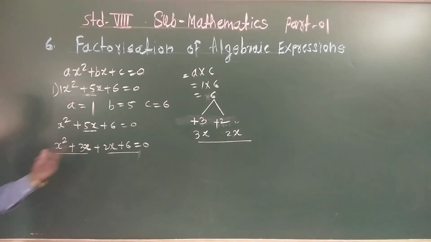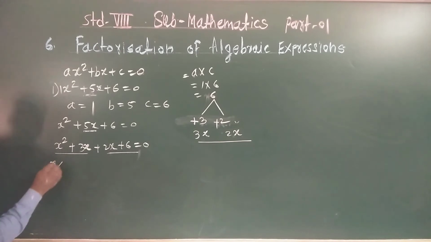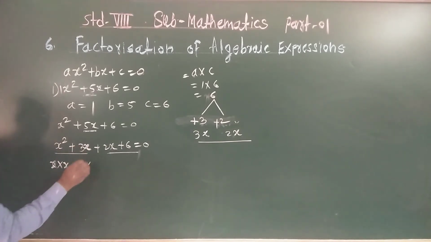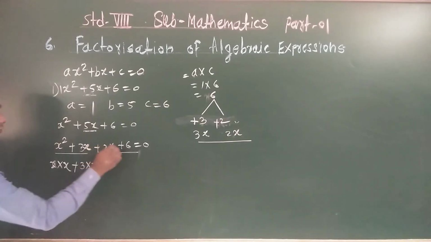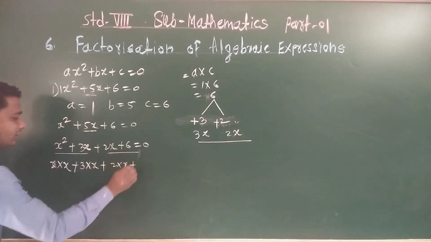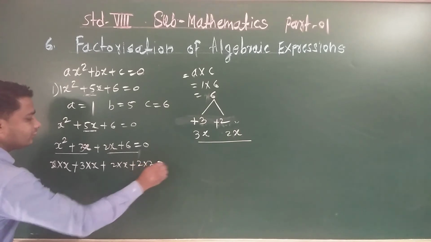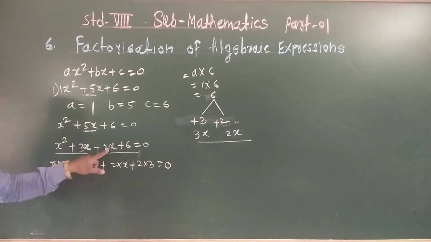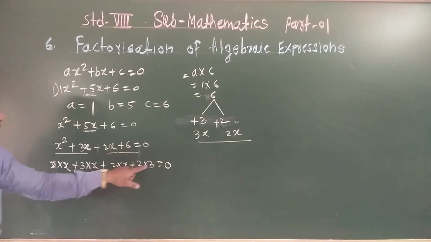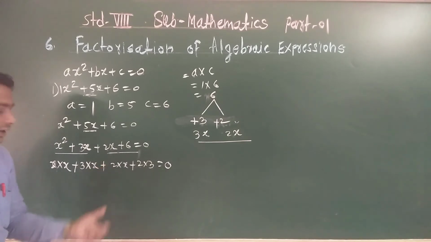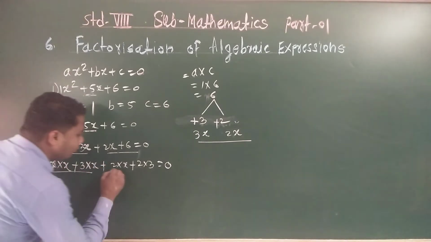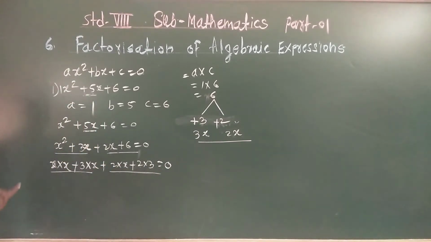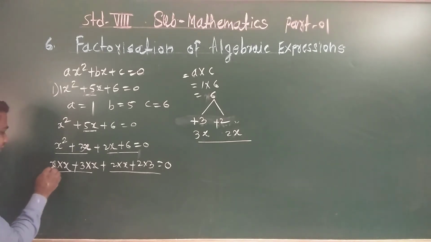ओके, सो याचे फॅक्टर कसे पाडता बघा आपण, x into x, x square means x into x plus 3 into x plus 2 into x plus 2 into 3 is equal to 0. Okay, here x into x, x square, 3 into x, 3x plus 2 into x, 2x, 6, 2 into 3 is equal to 0. Okay, now see, make the two group and common factor यामधून बाहेर काढा.